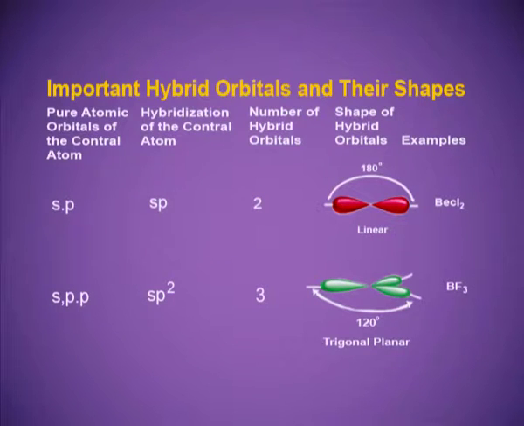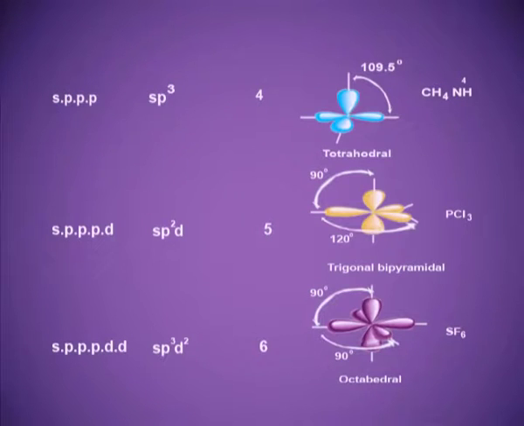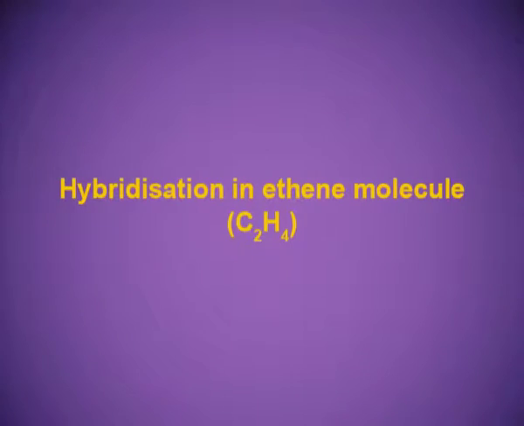This is the summarized chart for the hybridization. Hybridization can involve the mixing of s, p and d orbitals, and according to that it can be sp, sp2, sp3, sp3d and sp3d2 hybridization. Dear students, we have discussed hybridization in the ethane molecule. Now let's discuss hybridization in ethene.